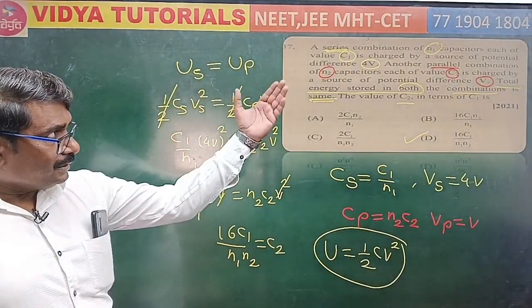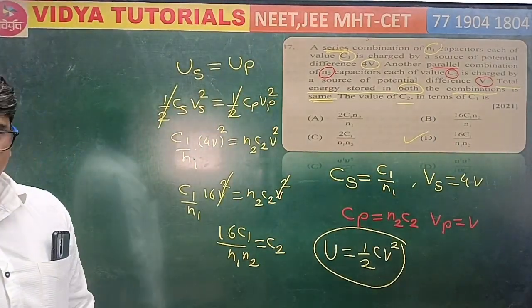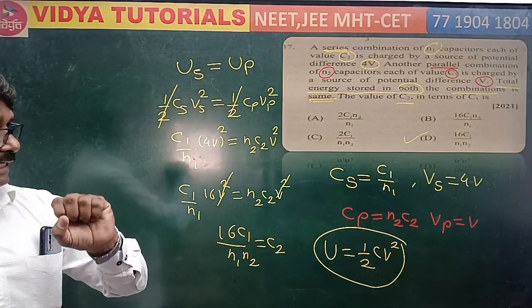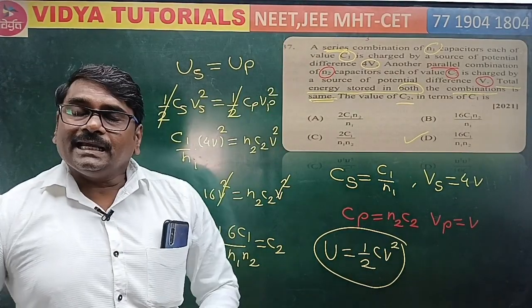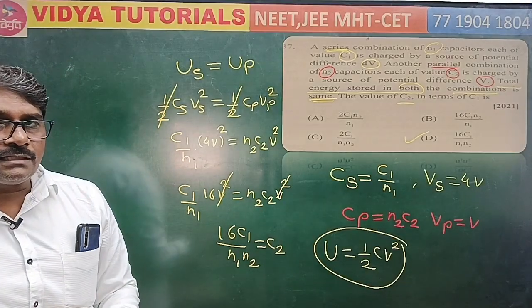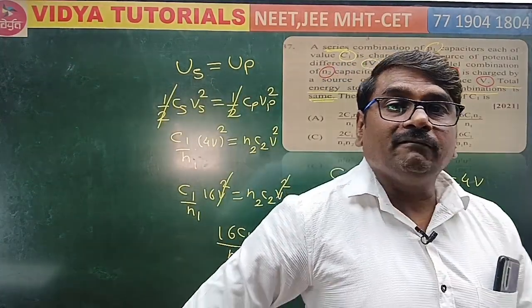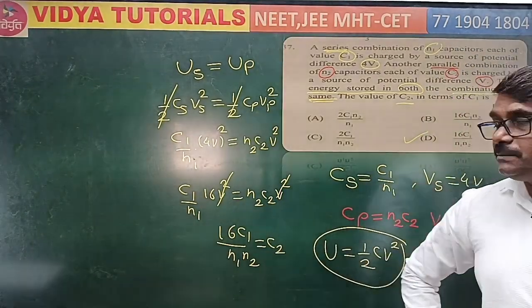Read carefully and observe it. Let's see what the given three lines are. In the first line, N1 capacitors each having value C1 are connected in series combination, and for this series combination the potential difference is 4V.